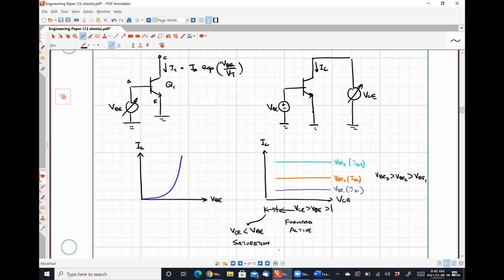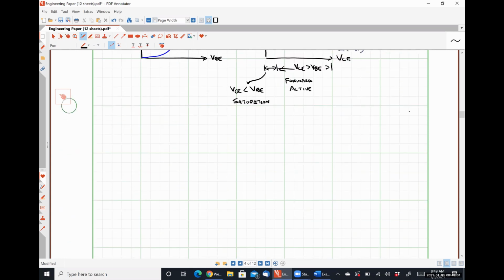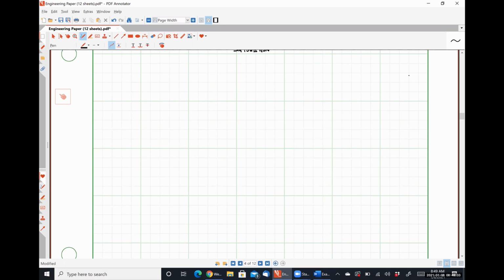All right, any questions on this? Fairly straightforward, I think. When we sweep VBE, we get an exponential curve because IC is equal to IS EXP(VBE over VT). And when we sweep VCE, we get constant values because IC is independent of VCE. Seems reasonable. Didn't really learn anything particularly useful from this, but it's going to all come together in the end, I promise. All right. So now let's talk about the concept of transconductance.